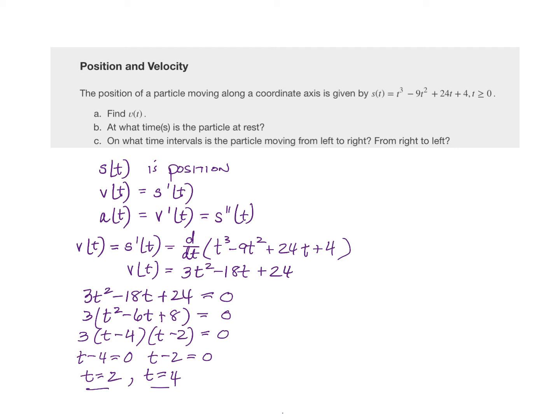Now it's asking on what time intervals is the particle moving from left to right and from right to left. What I'm going to do at this point is to use a very handy technique that I use, and that is to draw a number line. And we know here's 0, it starts at t equals 0, right? And then it goes to 2 seconds, and that's when the particle's at rest again, and then at 4 seconds the particle's at rest again, and then it doesn't change again.